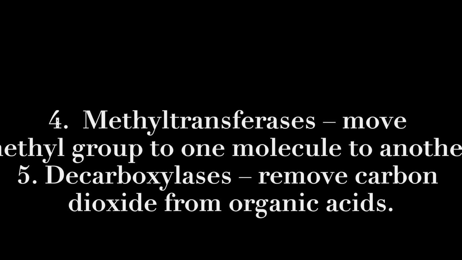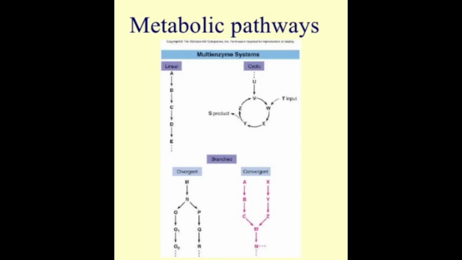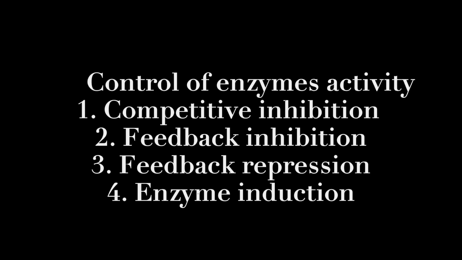So we have here the control of enzyme activity. First, competitive inhibition: a substance that resembles the normal substrate competes with the substrate for the active site. Second is feedback inhibition: the concentration of product at the end of a pathway blocks the action of a key enzyme. Third is feedback repression: it inhibits at the genetic level by controlling synthesis of the key enzyme. Fourth is enzyme induction: enzymes are made only when suitable substrates are present. So we have here an image of competitive inhibition.